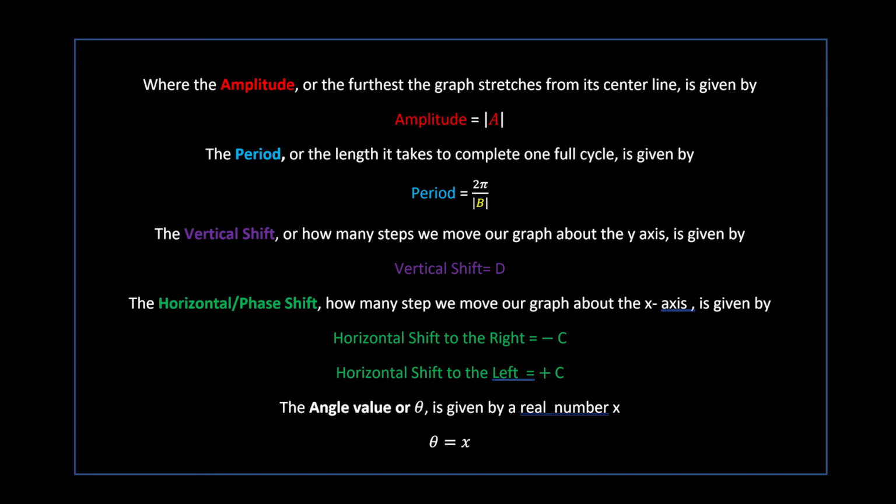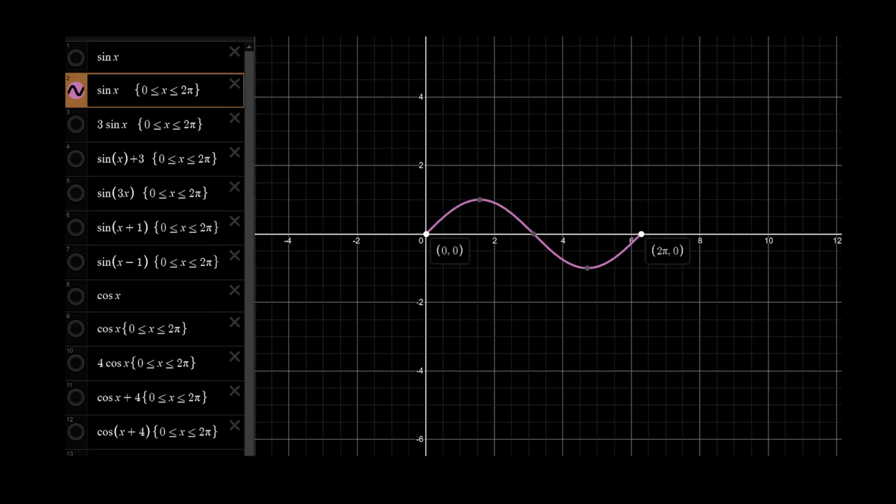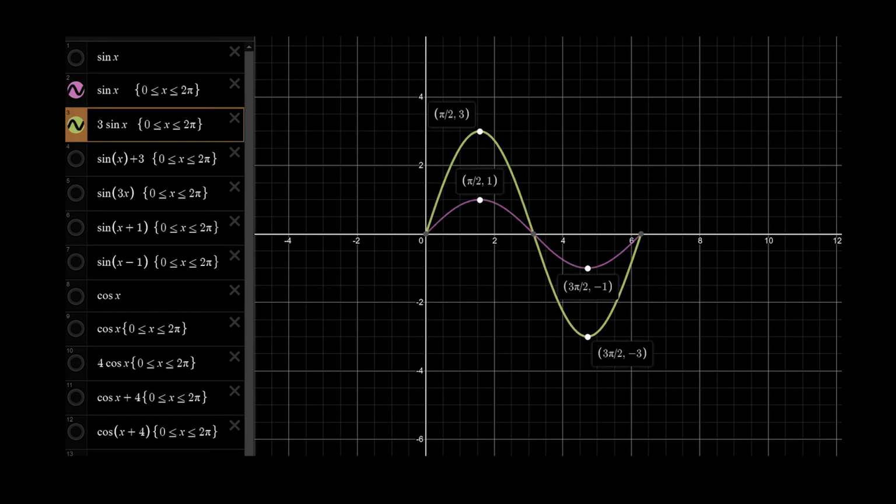Alright, so now let's talk about what each one of these letters represent. A is the amplitude, so it's how far my graph stretches from its center line. For example, if a is equal to 3, then my graph stretches a factor of 3 from the center line.